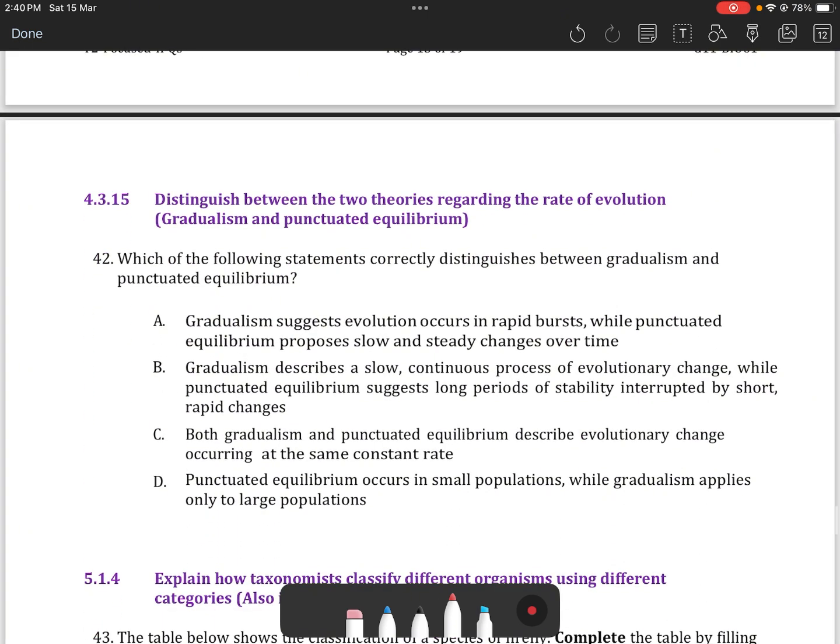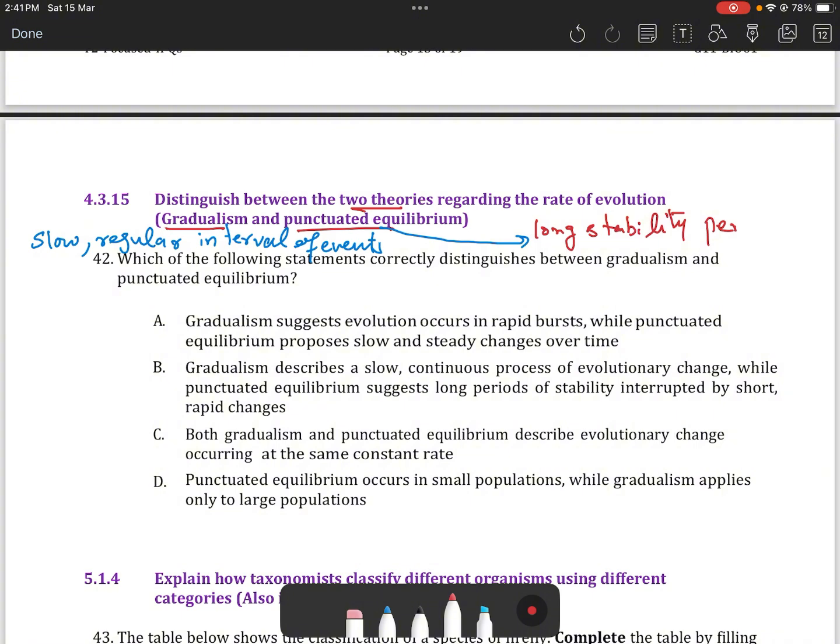Okay, next. Distinguish between the two theories regarding, so what are the two theories? Gradualism and punctuated equilibrium. So we need to know what is gradualism and what is punctuated equilibrium. Gradualism is something which is slow and occurs at regular intervals, for the evolution. While punctuated equilibrium is long stability periods during the evolution periods, or you can say long gaps.